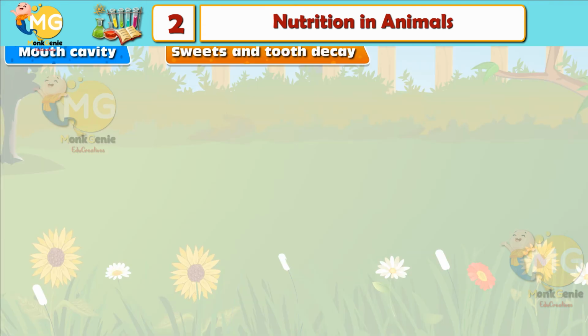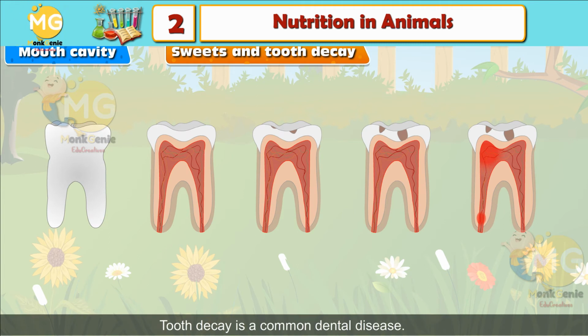Sweets and tooth decay. Tooth decay is a common dental disease. It occurs due to cavities and plaque. If this is left untreated, it causes severe toothache and in extreme cases results in tooth loss.